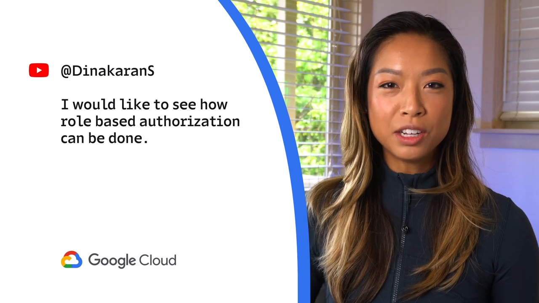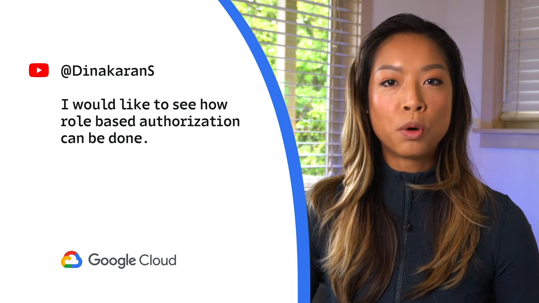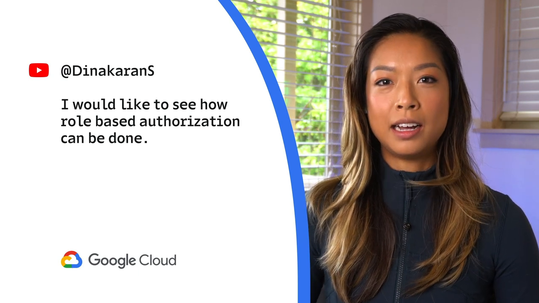All right, so we have another question here by Dinakaran S, who says, I would like to see how role-based authorization can be done. James, why don't we go to you? Yeah, sure. So this is back to the service account. When you have a service account, there's actually two different sides of the service account in Cloud Run. There's the service account that the service runs as, and then you can also assign service accounts that can talk to a service. So that's one way that you can control who actually has access to call your Cloud Run service. So if you want to make it so that only particular service accounts can make a call to a Cloud Run service, you can do that.